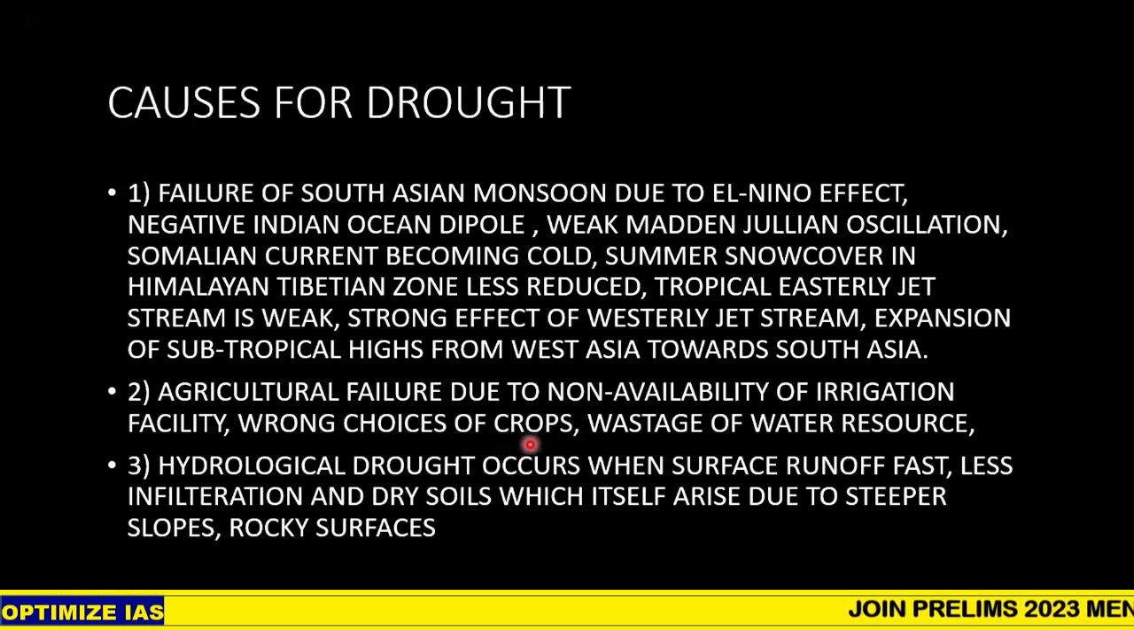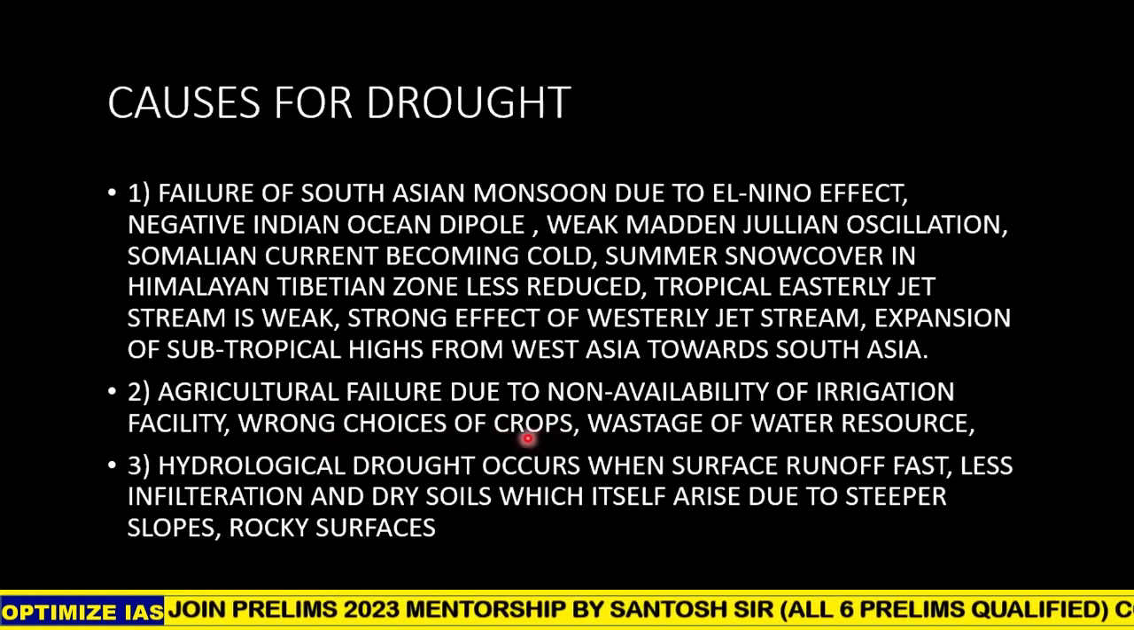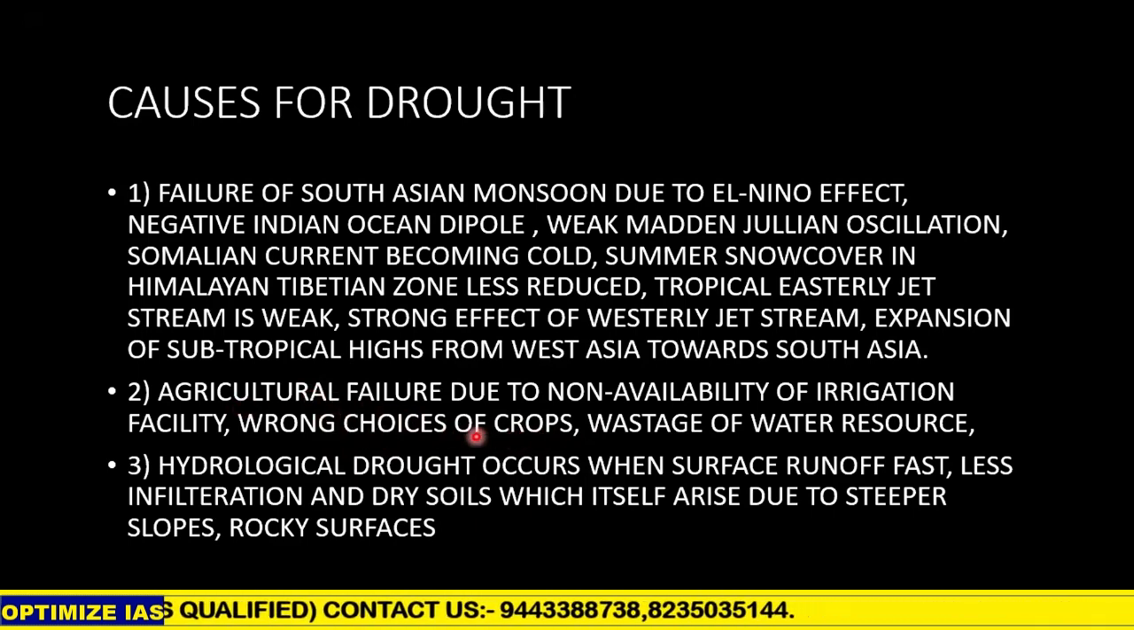They are using high-yielding varieties of what? Seeds, and using those needs what? Fertilizers that need more water, and water is not available. So that results in failure of crops. Wastage of water resources has also been reported. So because of all these factors, agricultural drought is being caused.